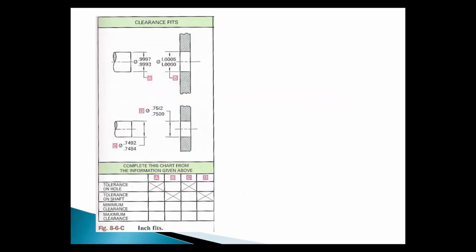This is a good exercise to practice determining the tolerance of a dimension and the minimum and maximum clearance between the hole and the shaft.